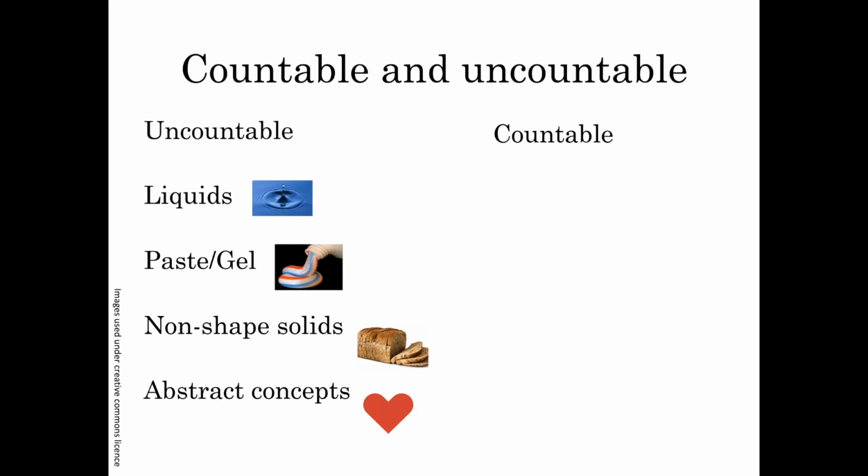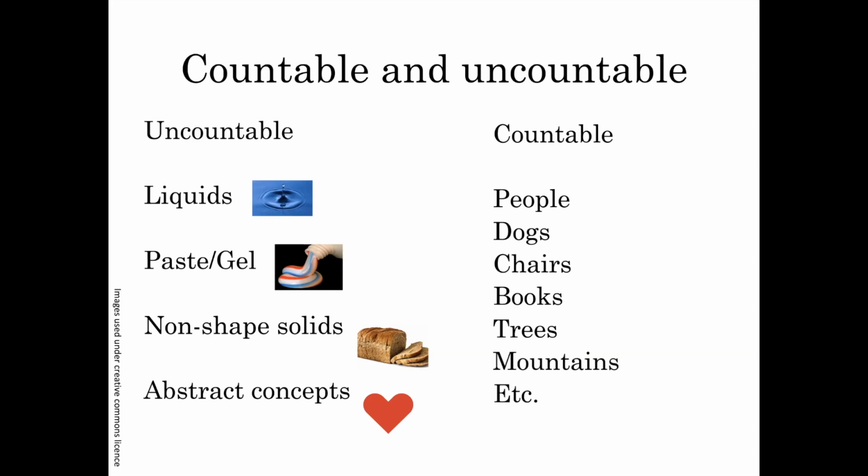Then we have the countable items. These are things which are individual, which are standalone, which we can count and tell how many there are. So people, dogs, these are living things. Chairs and books, these are things which are made by humans and they're individuals. Trees and mountains, these are things which exist in nature. So you can see there's a wide variety of things which are countable.